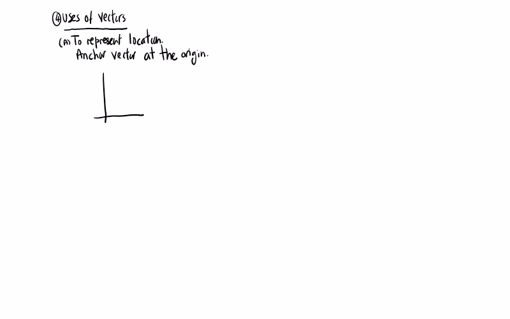So for example, if I have a red dot right here, and I want to say, look, a red dot, then I can represent that using a vector. If this is the vector A, then I can say A is the position of the red dot. And that only makes sense if I anchor it at the origin. It doesn't make sense if I anchor it somewhere else.